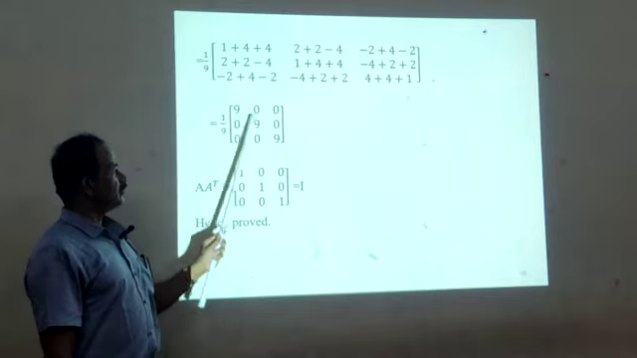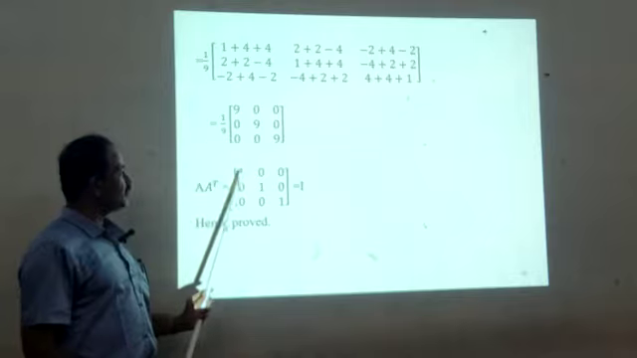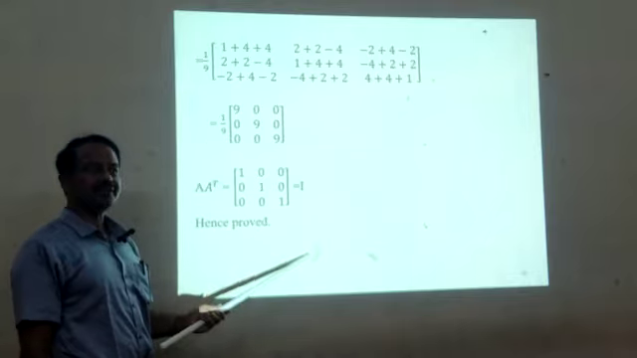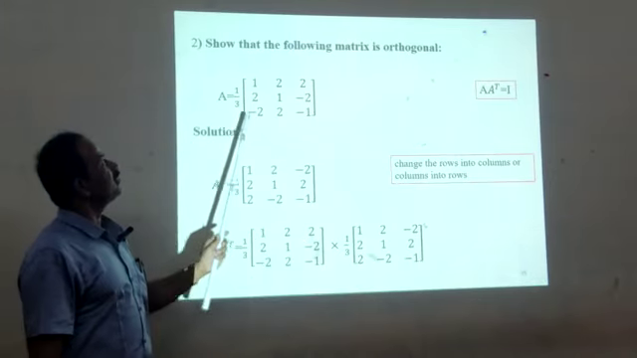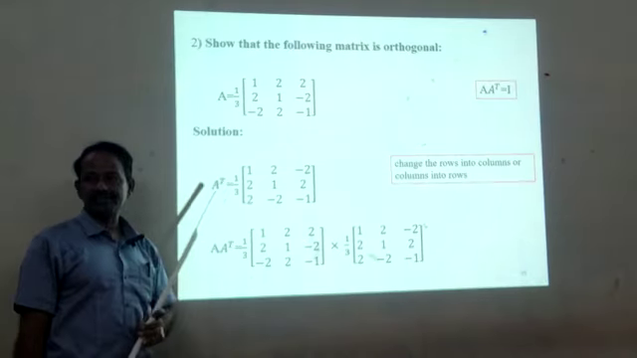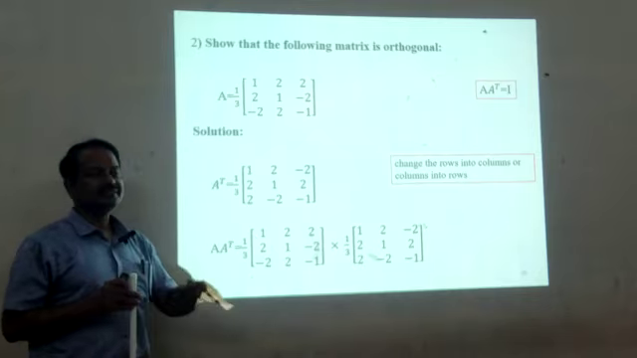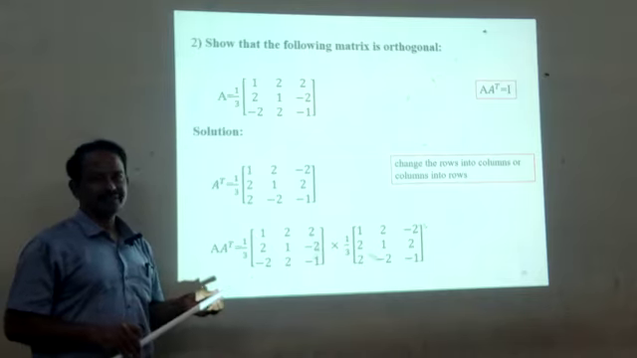We can pull 9 out, and 9 by 9 will give you 1. So we have 1 0 0, 0 1 0, 0 0 1, which is nothing but the identity matrix. If this condition is satisfied, then we can say that this matrix is orthogonal. So in this class we were discussing the types of matrices. Okay, thank you students, we will see you in the next class.